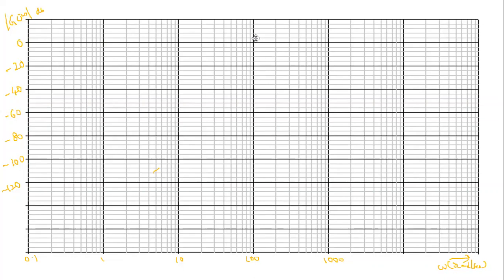Okay. Then next, where should I start? First term starting point. 1. Omega C1 is 1. We should start at 1. Okay, then what is the y point? Magnitude. Minus 20. Minus 24, right? Yes, sir, this is minus 24.